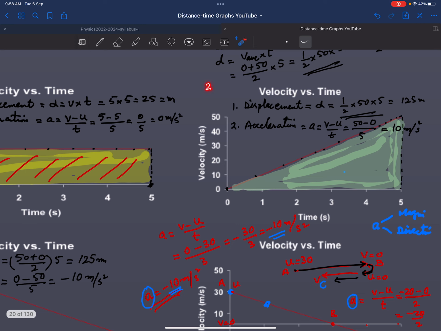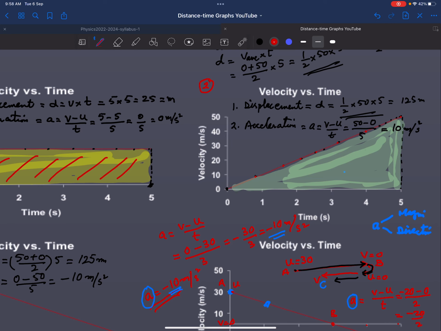When you come to graph 2, you will see that here we have a situation where, with the passage of time, your velocity increases in this velocity-time graph. So velocity is increasing, and we can consider the acceleration of the body here.